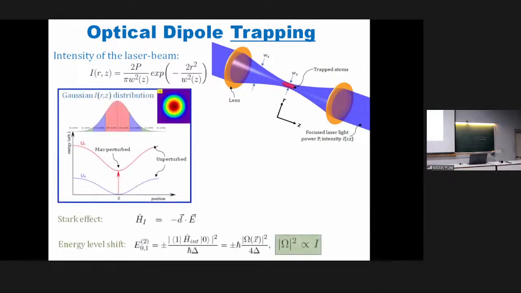Then again, the atom. Let's say it's a two-level structure, ground state and excited state. In an intense laser beam, or let's say in any laser beam, these two levels will have some perturbation. And from where will it come?